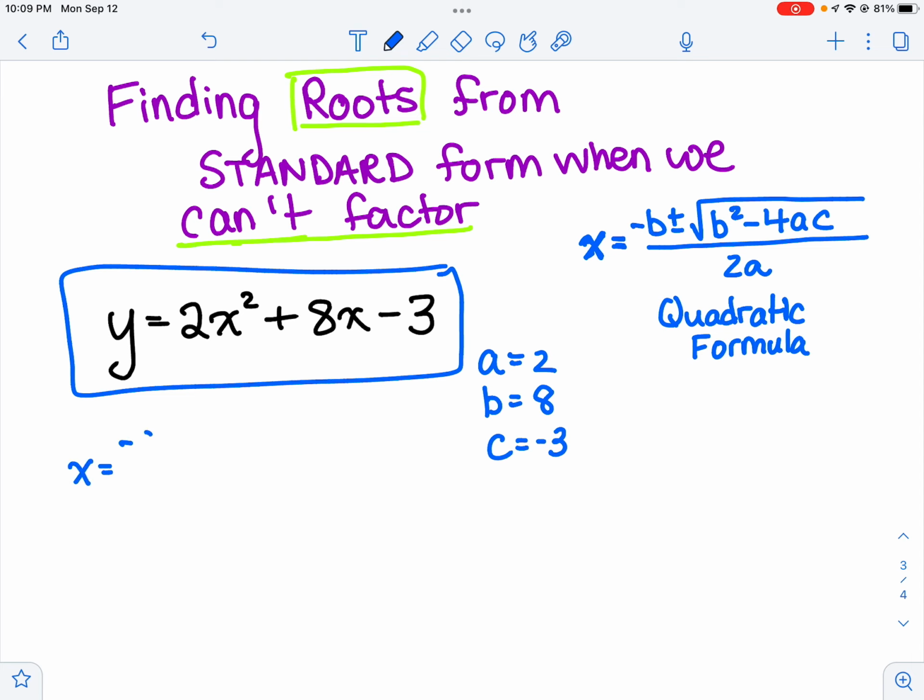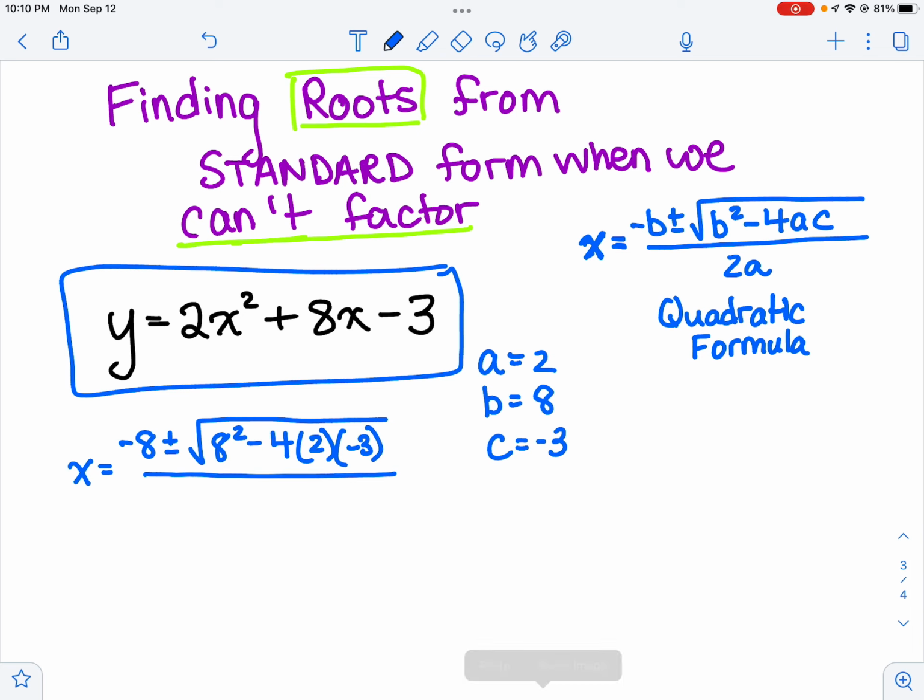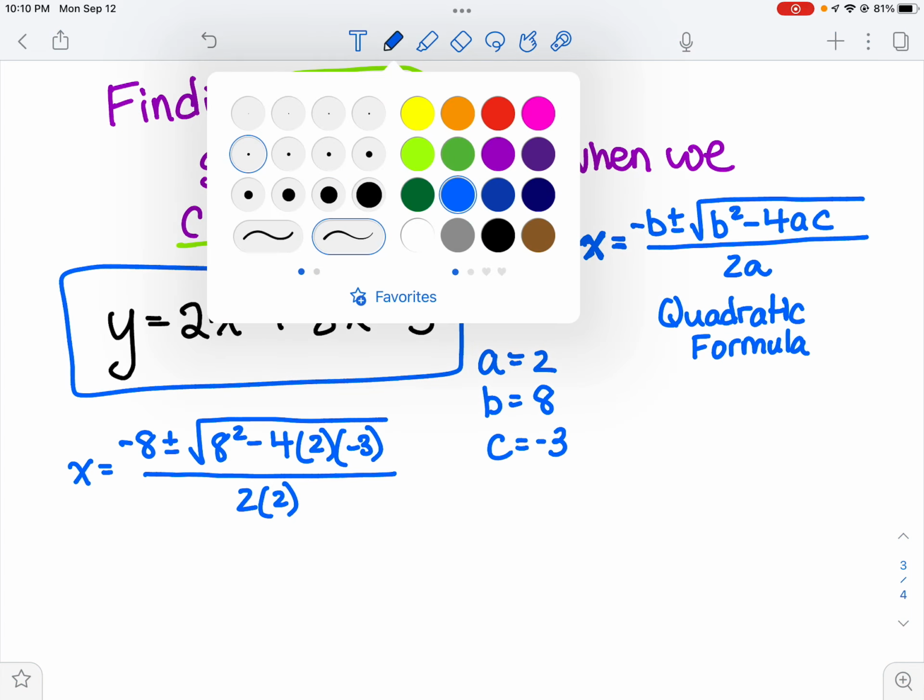So we've got negative 8 plus or minus the square root of 8 squared minus 4ac, and then the whole thing is divided by 2a. All we did was sub a, b, and c into wherever it said to in the formula. So now we're just going to solve it.